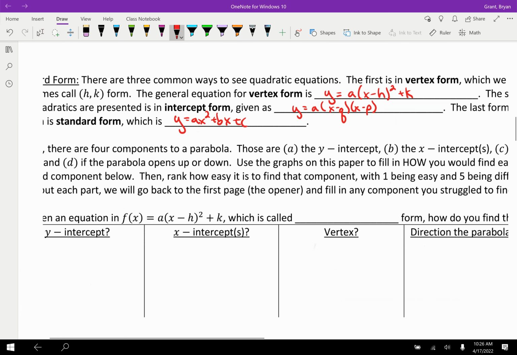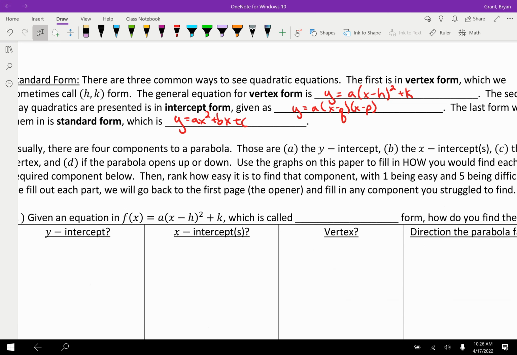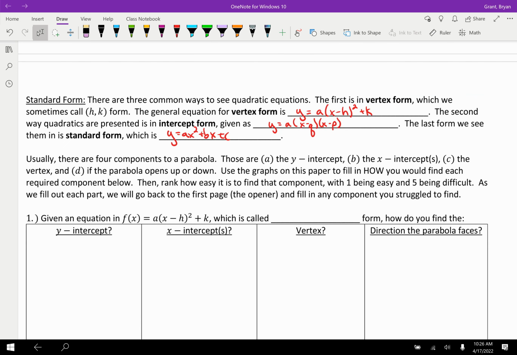We'd argue that there are probably 4 main components to a parabola. Those main components are the y-intercept, the x-intercepts, the vertex, and if the parabola opens up or down. I would also say that with the vertex comes the axis of symmetry, and we'll touch on that as we go through in just a second.